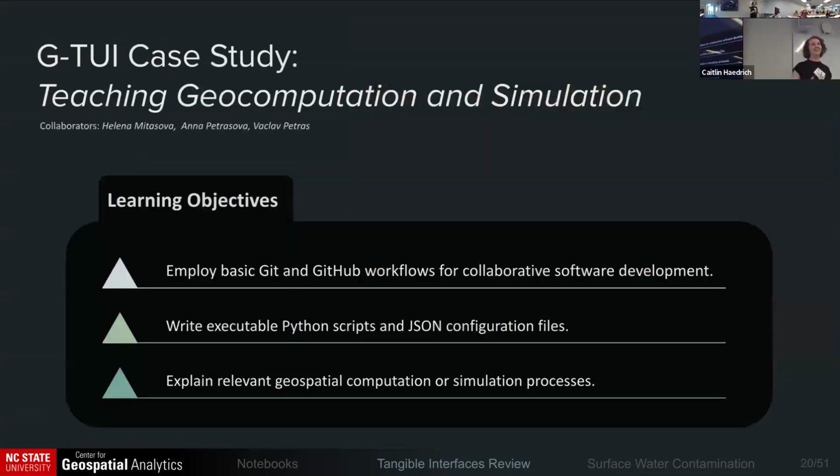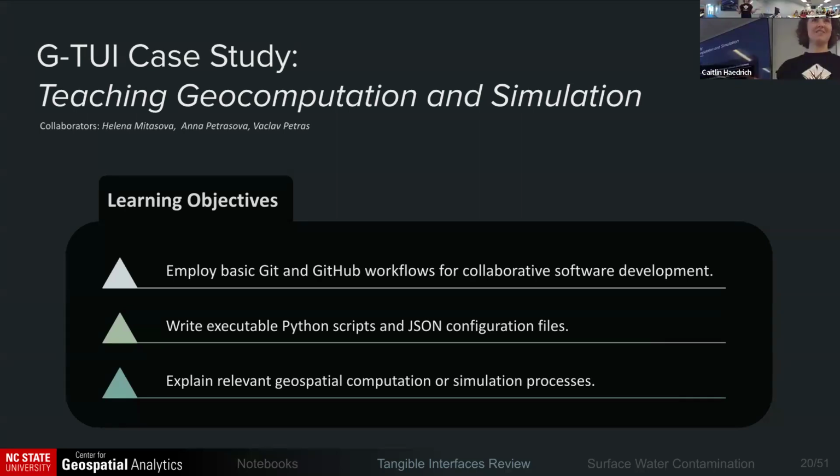Okay, the next example I want to talk about is close to home for a lot of us in this room. In GIS 714, teaching geocomputation and geosimulation, one of the units has these learning objectives: learning some collaborative software development with Git and GitHub, writing executable Python scripts, and reinforcing some of the other units, the geospatial computation and simulation processes that we learn in other units.